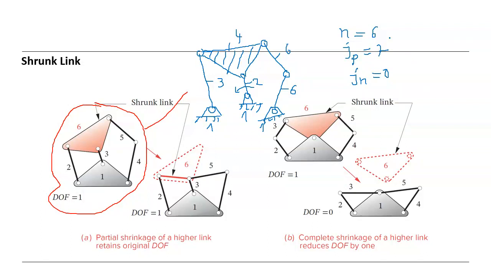Using the equation, check whether the degree of freedom is one or not. F is equal, from the formula, to 3 times (6 minus 1), that is 5, minus 2 times the primary joints, 7, minus higher joints, 0. So F is equal to 3 times 5, which is 15, minus 2 times 7, which is 14. So F is equal to 1. That means degree of freedom 1. So this mechanism can work, no problem.